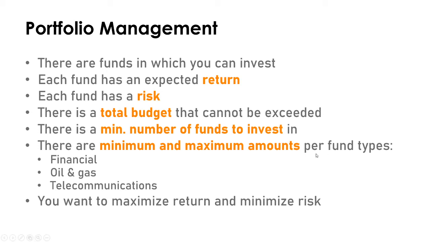And there are different types of funds. We will have financial, oil and gas, telecommunications, and other. And for some of them, we might have minimum and maximum amounts we want to invest. These are some business requirements depending on how we see the market. And finally, we would like to maximize return and minimize risk, which cannot be done simultaneously. And that's how goal programming or multi-objective optimization comes into scene.